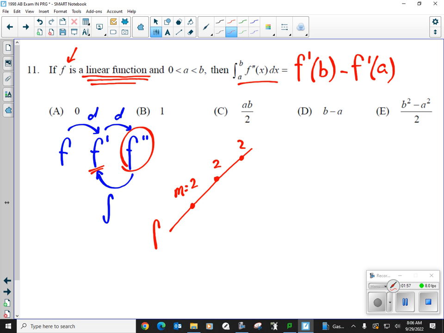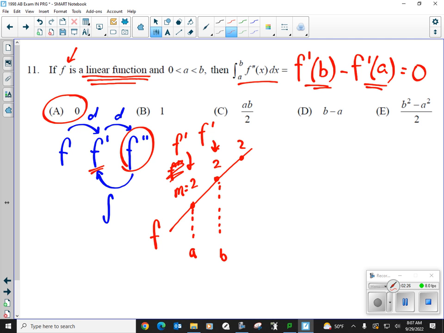If f is a line, that means f prime will always be the same no matter where it is, whether it's point a on the x-axis or point b. It will always have the same value. These will be the same value. Anytime you subtract something from itself, you always get 0. And that is choice A.